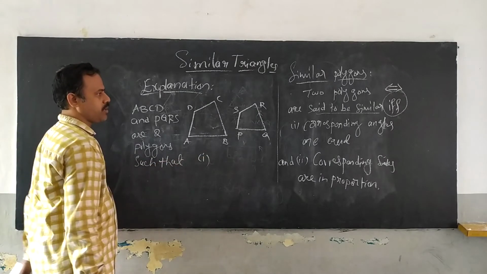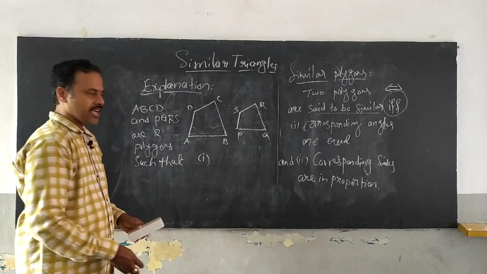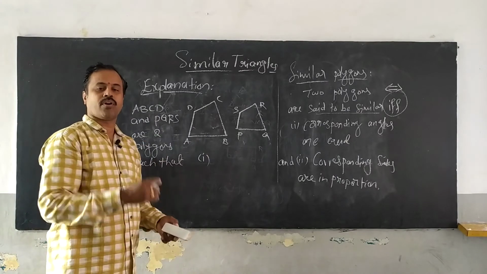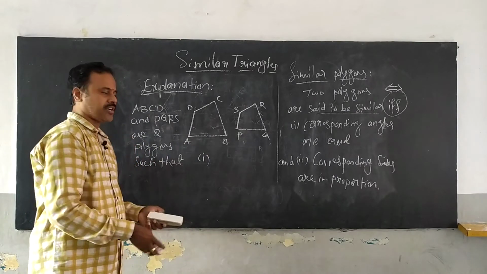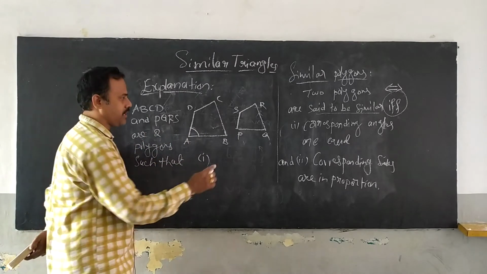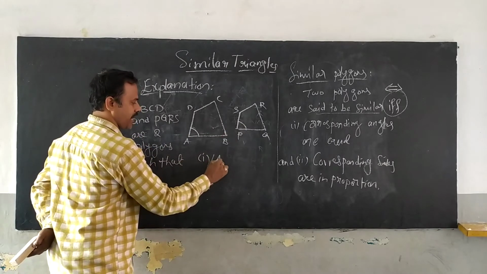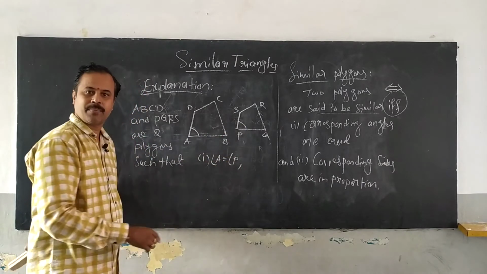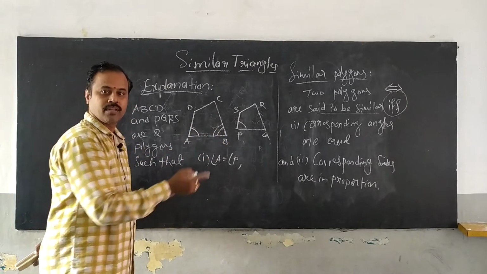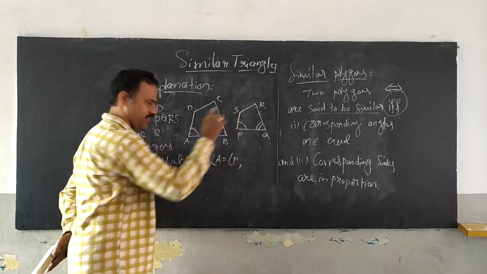the first condition, what is the first condition? Corresponding angles are equal. So what is the corresponding? Corresponding angles means this is the first angle present here. What can you think the first angle here? P. So now angle A is equal to angle P. Angle A is equal to angle P. Now coming next, angle B is equal to, right, you are right, angle Q.